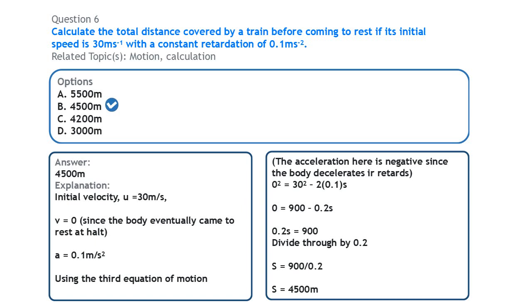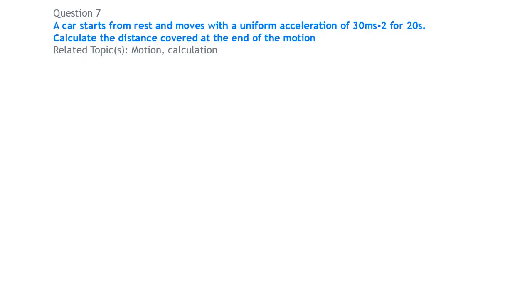To then get the value of s, you are going to divide both sides by 0.2. So you have 900 divided by 0.2, and so s is equal to 4,500 meters. This is the distance that train is going to cover, with this retardation and this initial speed, to come to rest.